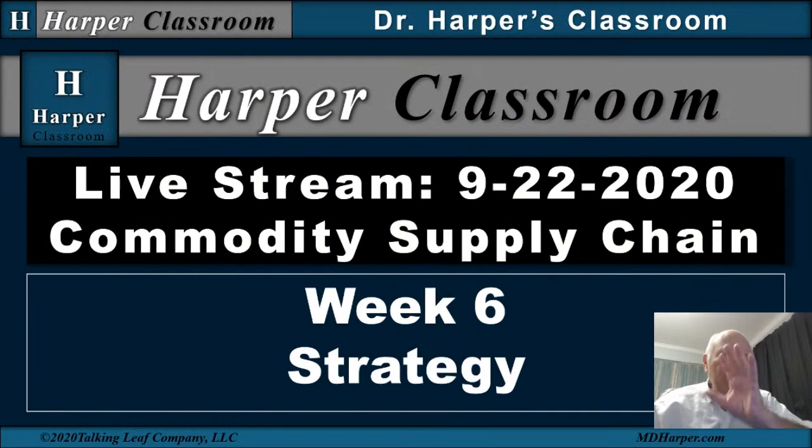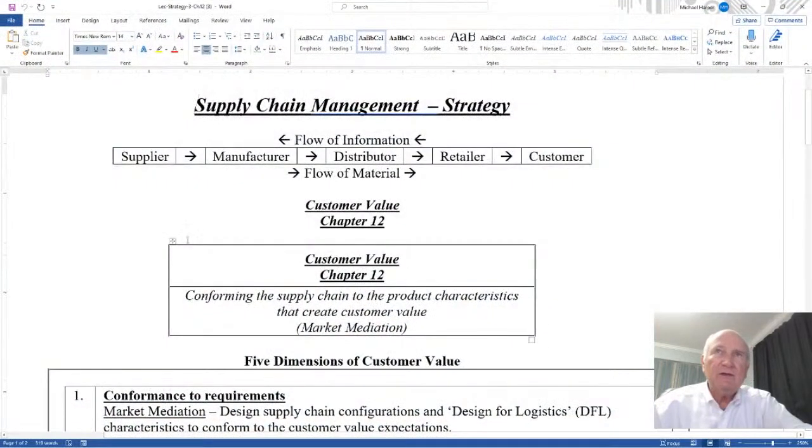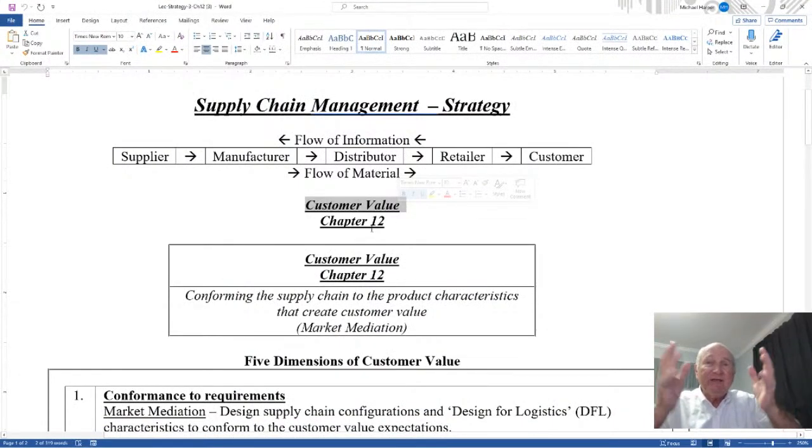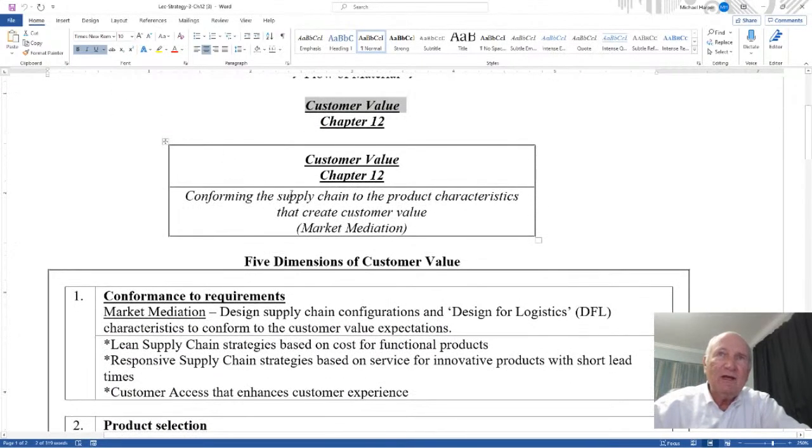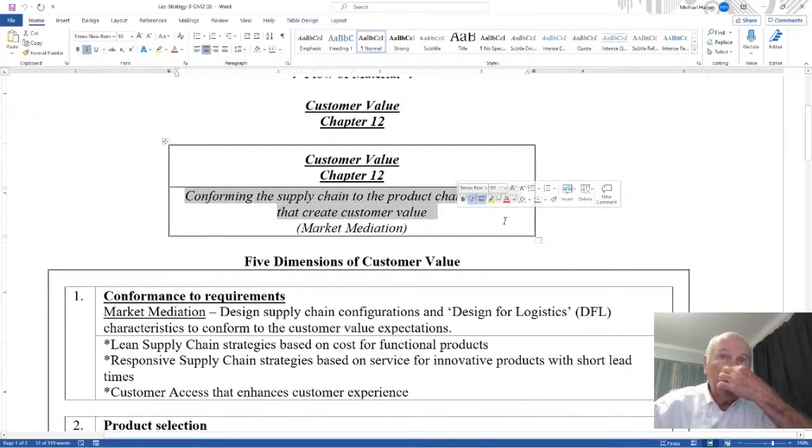The next one, go a little bit deeper into the customer. In other words, let's look at customer value. The customer itself, and then we'll go even deeper into pricing. But first, customer value. In customer value, we will focus initially on market mediation. And market mediation is conforming the supply chain to the product characteristics that create customer value. It's a focus on the customer. So you mediate the market with your supply chain to conform your supply chain to the market.